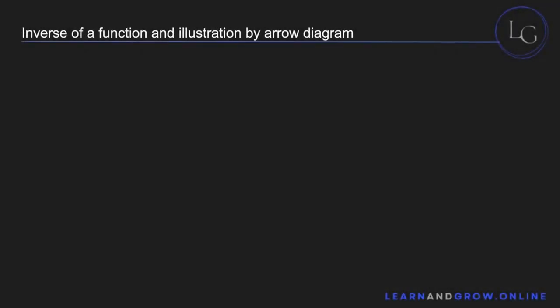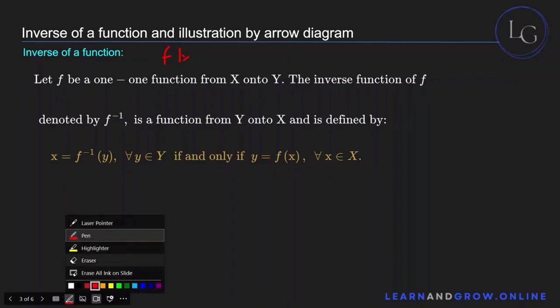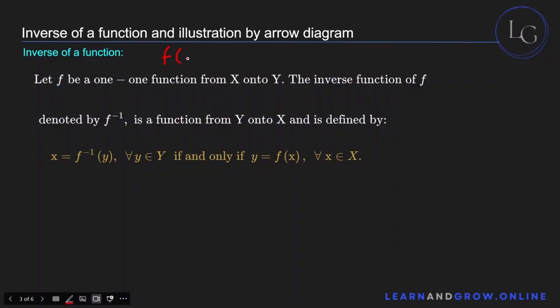Let's see what the inverse of a function is by the arrow diagram. So we'll let f be a one-to-one function from x onto y. So f of x is equal to y, right? The inverse of f is denoted by f inverse. It is a function from y onto x. Now it's the opposite way.